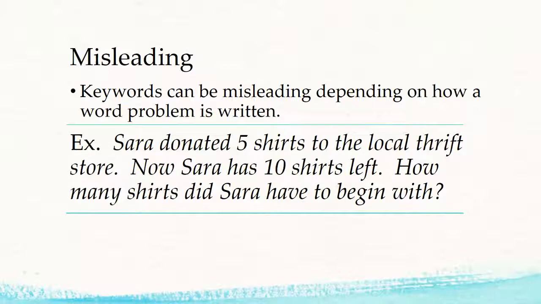Instead, the problem was asking how many shirts did Sarah have to begin with. The student should add 5 and 10 together to get the correct answer of 15 shirts. The use of the keyword strategy in this word problem is misleading and can lead to the incorrect answers.